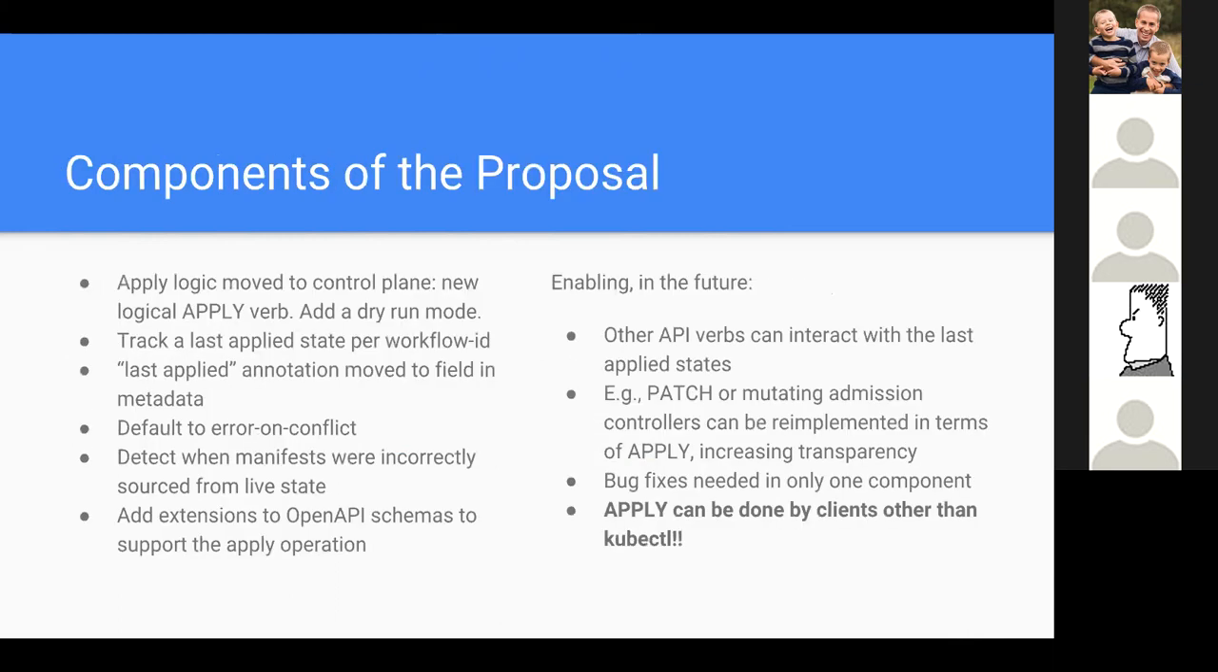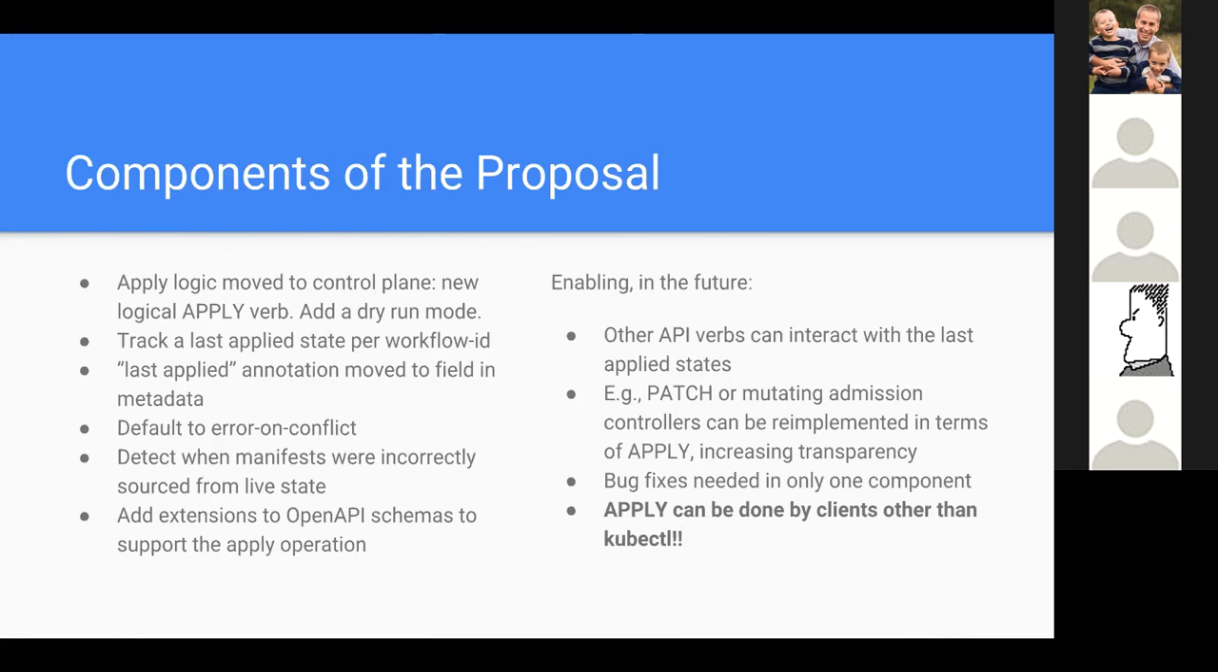Okay, so this is the slide that we get stuck on in all of my SIG meetings. It's the slide listing all of the components of the proposal. So I'm going to try to touch each one without talking about details. I have slides to talk about details following this one. So just very briefly listing all the things that we want to do. Clearly, the apply logic is going to move to the control plane with a new API verb. We'll have to add a dry run mode.